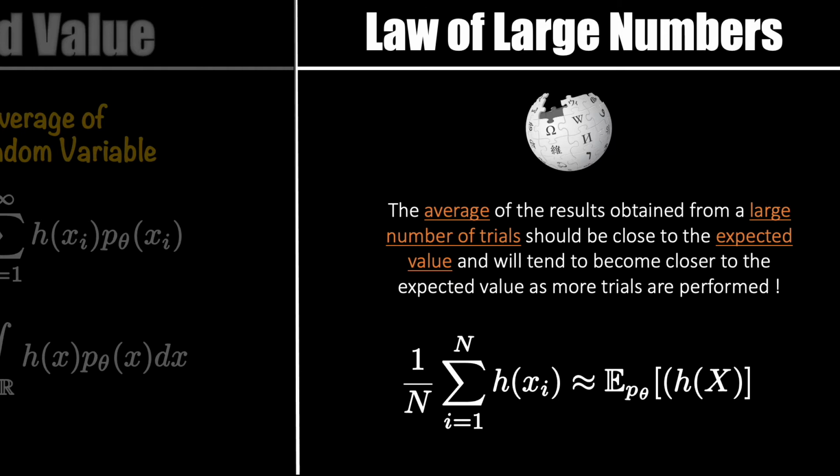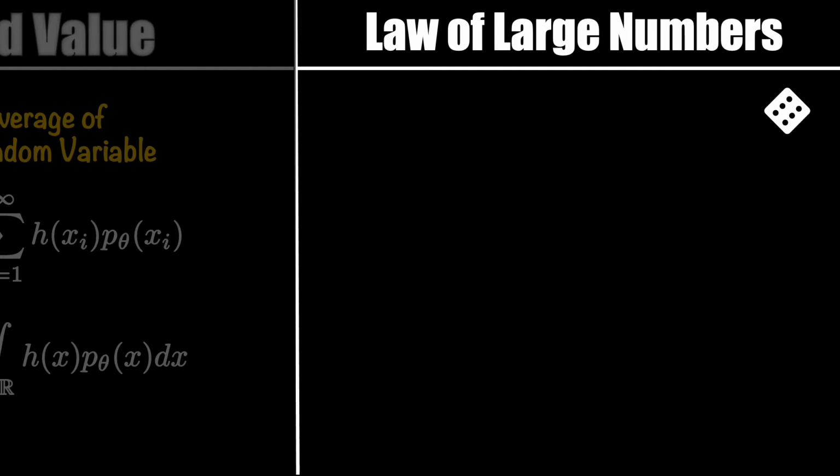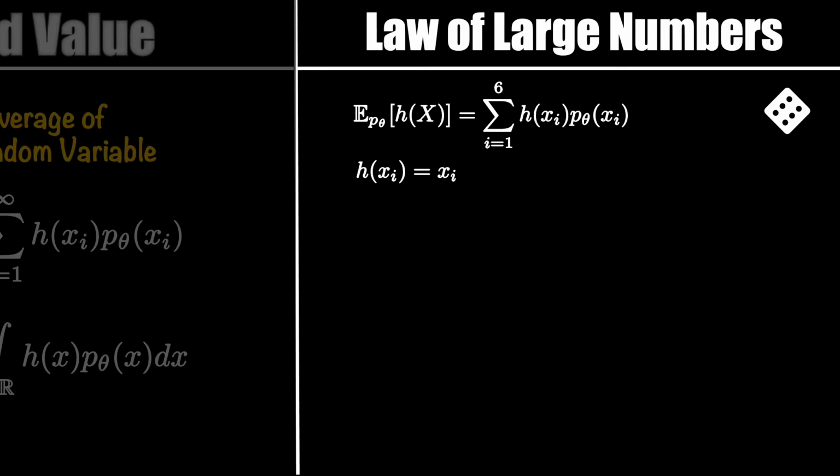But let me explain this with a simple example to build the intuition behind this law. So consider you have a fair dice and you are interested in its expected value. Since the possible states are only 6 and it is a discrete random variable problem, we can use this expression directly. Also, for this example, the function of our random variable, that is h of x, is nothing but just an identity function. That is, it simply returns x. We also know the probability of each state in a fair dice, that it is going to be 1 over 6. Essentially, all the states are equally likely.